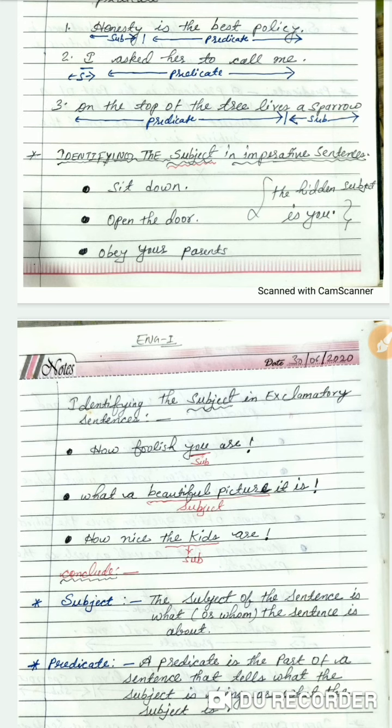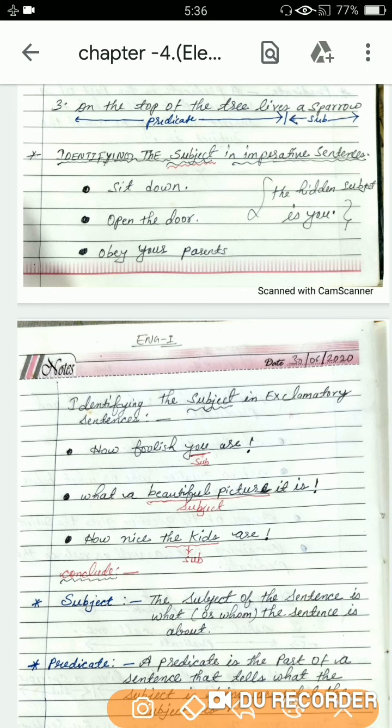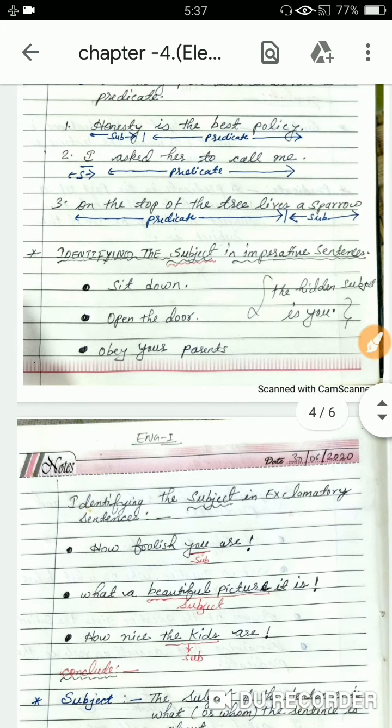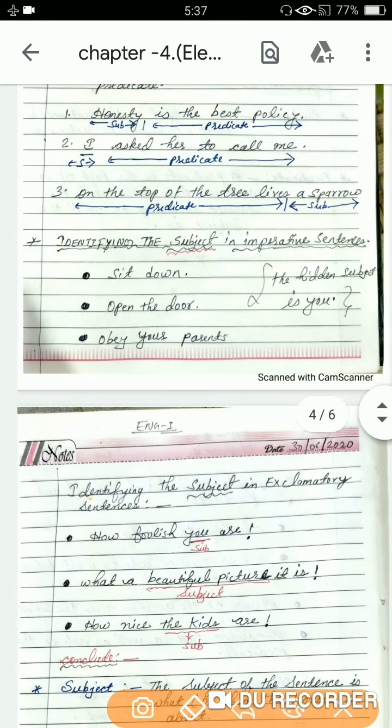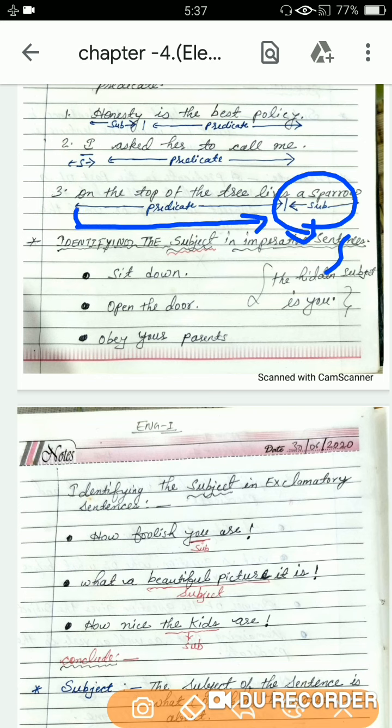So here the verb is lives. So we can make a question, who lives? The answer will be a sparrow. So the sparrow lives. This will be the subject, and this part the verb, and the remaining part will be the predicate. That is, on the top of the tree, it will be the predicate.